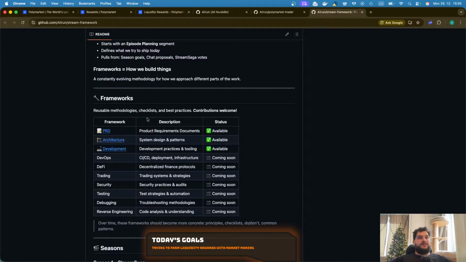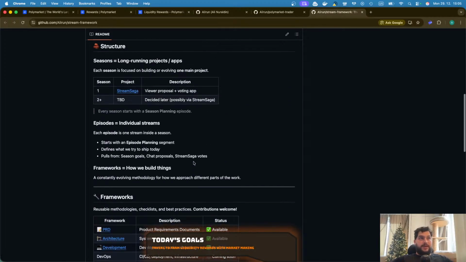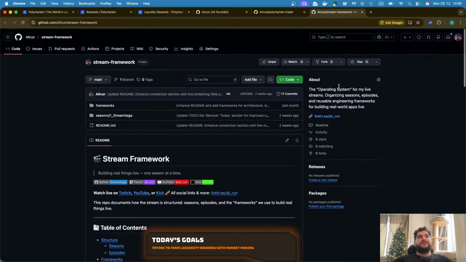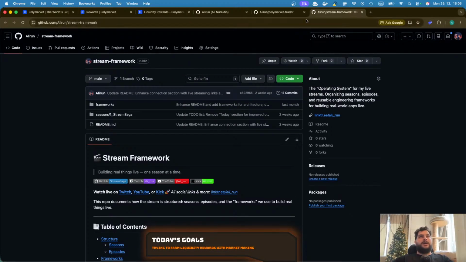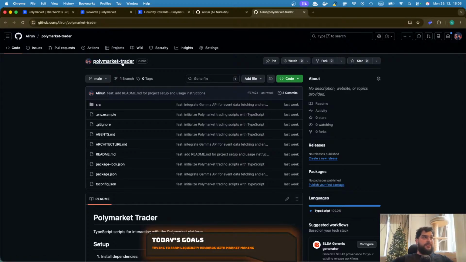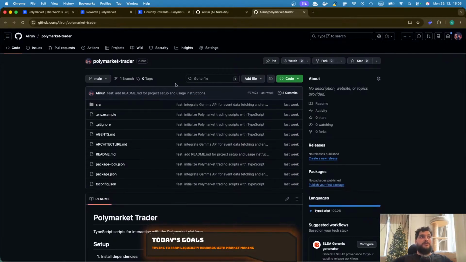Those are coming soon. We are not actually working on them, but I have a lot of things planned for that, so we'll see in the future. And also there is a Polymarket trader repo available on my GitHub, which we just started last time, and it's the repo where I'm going to be working today, and I think through all our Polymarket trading season.